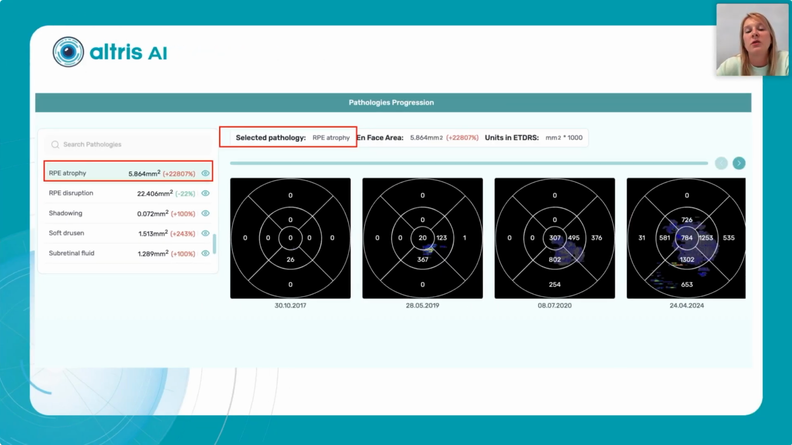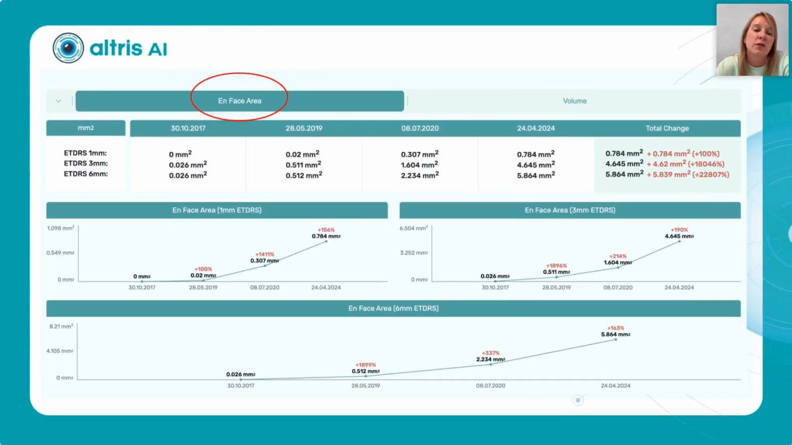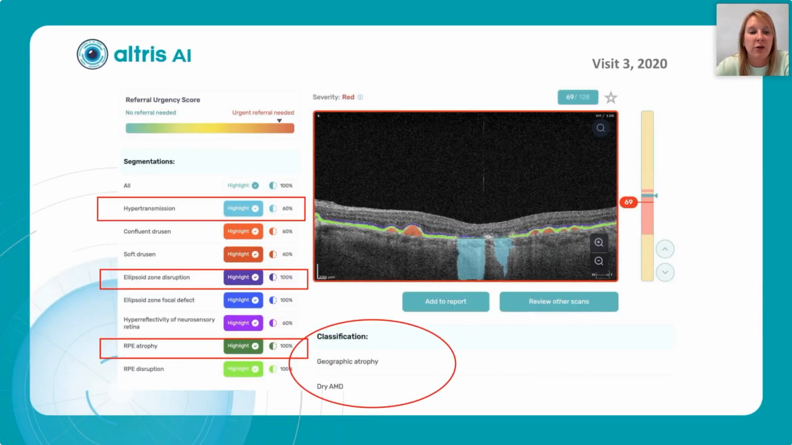Also, RPE atrophy is one more biomarker of GA development, and we can see that it appeared in 2019 just a little bit, and we can see the bigger area in 2020 and a pretty big one in 2024, and also the graphs and calculation of the area tell us that we have progression of GA here.